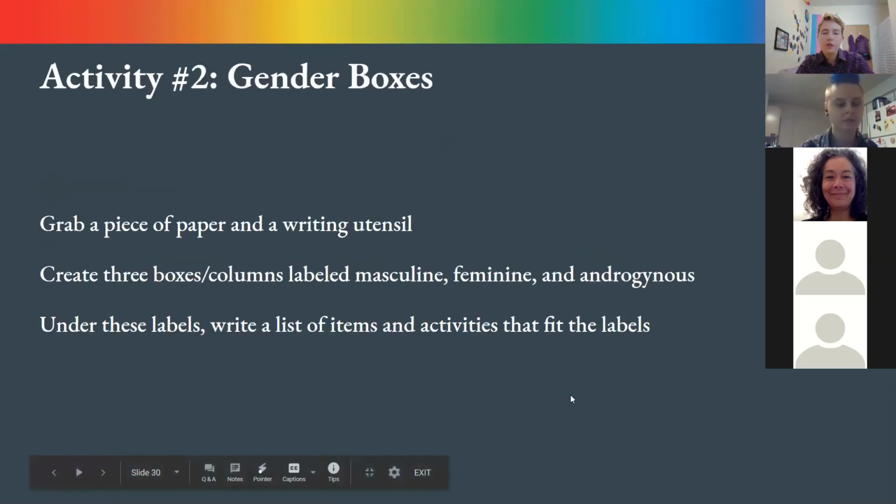So for activity 2, we will also put you into some breakout rooms to talk to peers. You don't have to grab a paper and pencil, you can also do this on your computer. Basically, you're going to create 3 boxes or columns labeled masculine, feminine, and androgynous. Underneath these labels, you're going to write a list of items and activities that you deem fit that label. I'll give you a few minutes to think, maybe start brainstorming and writing, and then I'll put you out into some breakout rooms, and you can share it with your groups. It'll be the same breakout rooms as before.